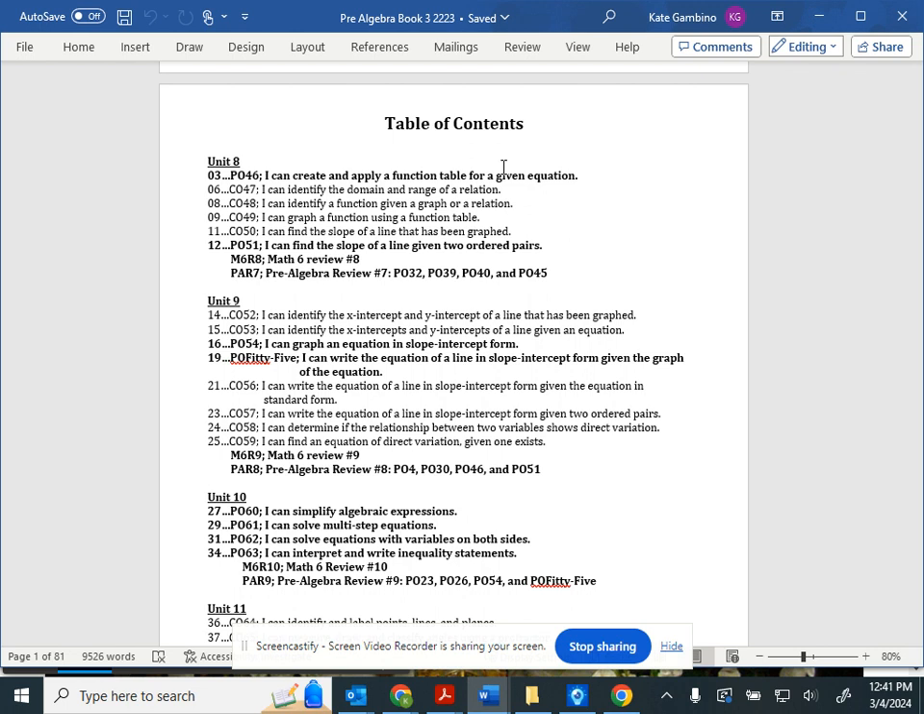Lucas? I'm sorry, what? Isn't a PO a bunch of objectives like concepts compiled together? So it's a power objective, something that we definitely need to know.